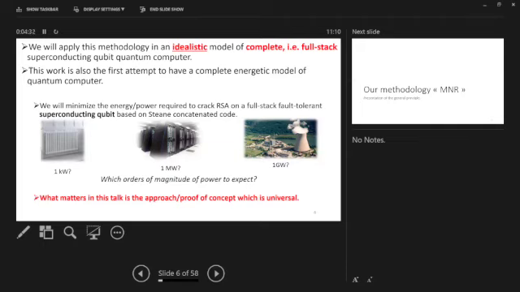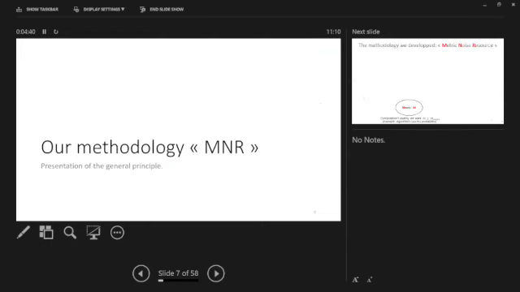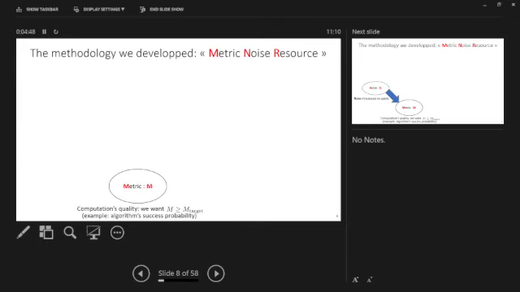But what matters, in my opinion, here is more the approach rather than the quantitative estimate, because these quantitative estimates, of course, rely on some assumptions. So I will first explain how we do it, the methodology, and you will see it's a quite natural way to formulate the problem. This methodology is called metric, noise, resource, and the first element is what we call the metric.